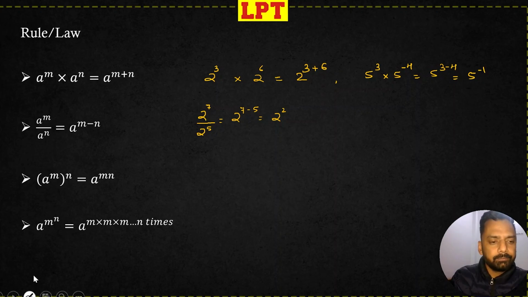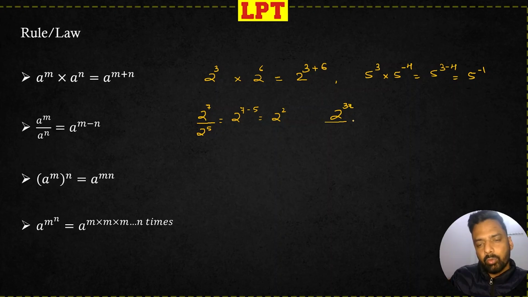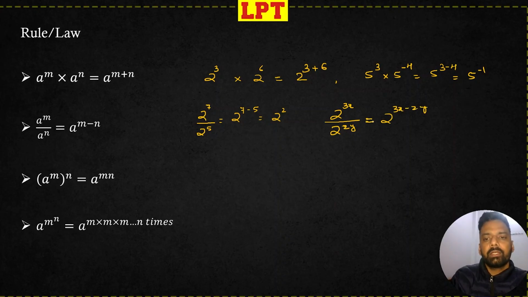For example, if I see 2 to the power 3x over 2 to the power 2y, I can simply write this as 2 to the power 3x minus 2y. Or if I see 2 to the power 3x minus 2y, I can write it as 2 to the power 3x over 2 to the power 2y. So when the base is same and it is division, the power will be subtracted, right?